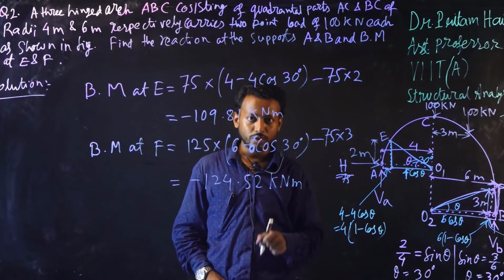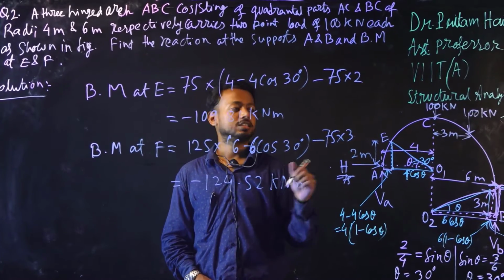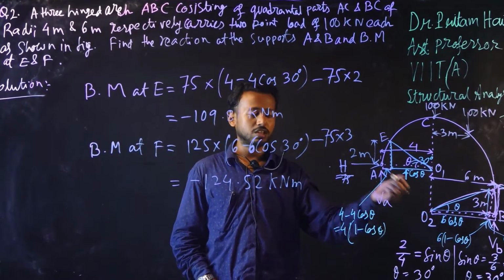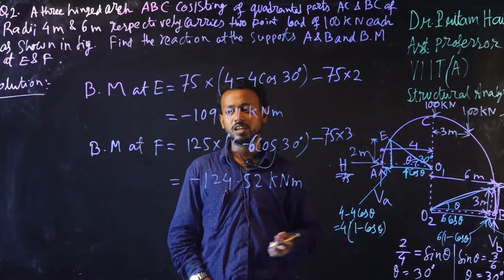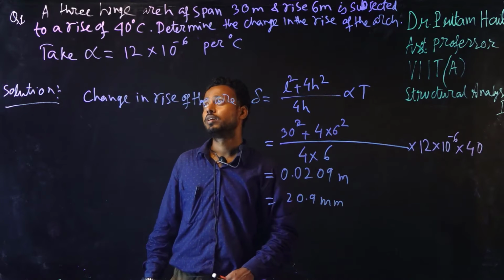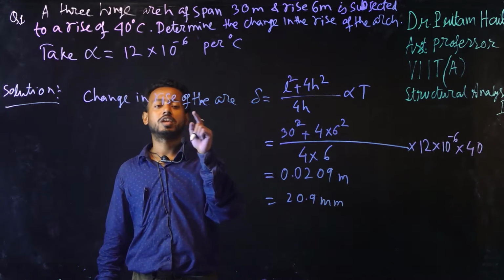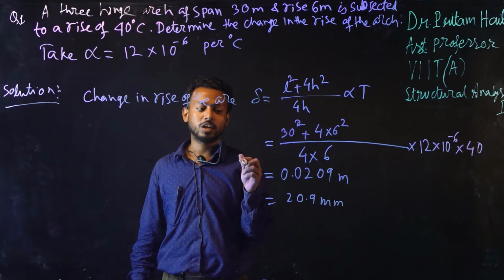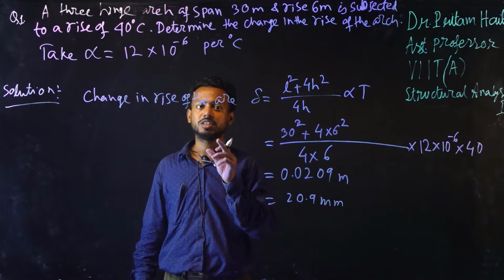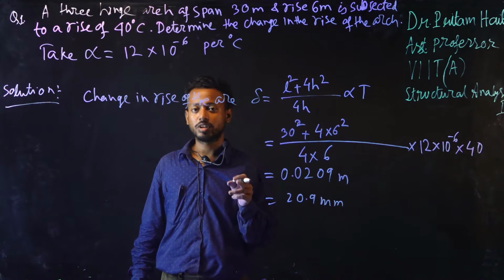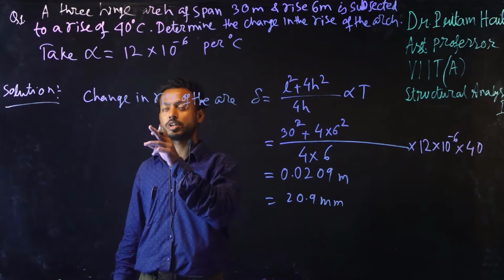Okay. So in this way we can calculate the support reactions, horizontal reaction at both the ends, support reactions at both the ends, and bending moment at given points. So here we have temperature stress on 3-hinge arch. We will solve the numerical problem and we will find out what will be the change in rise due to the rise of temperature, right? So let's start the first numerical problem.